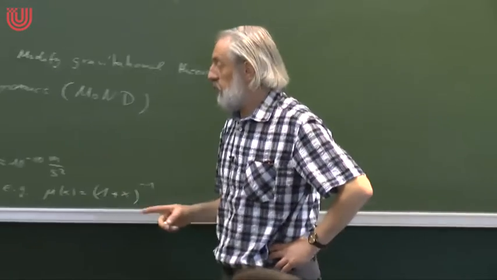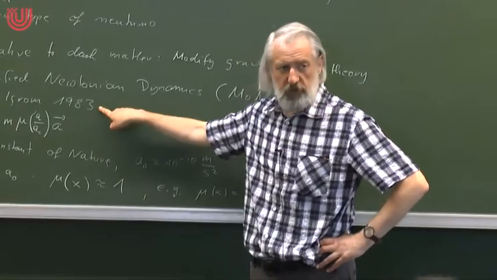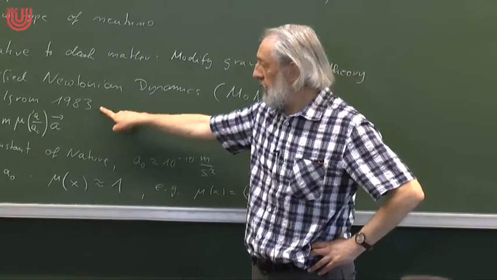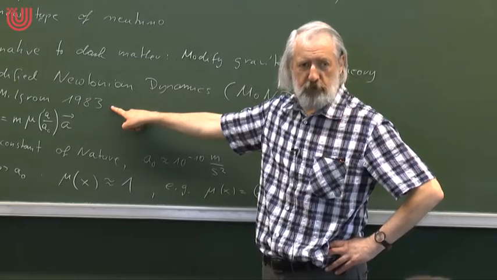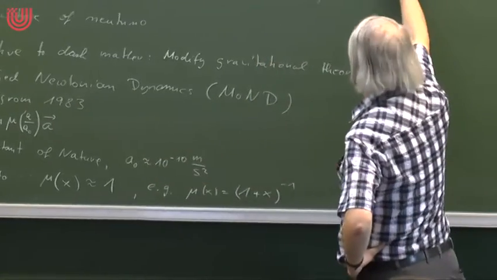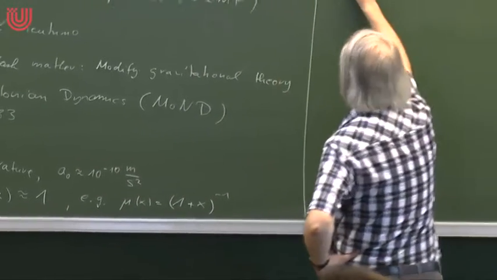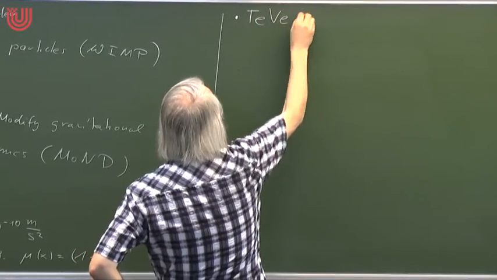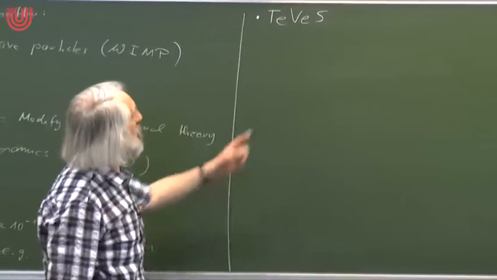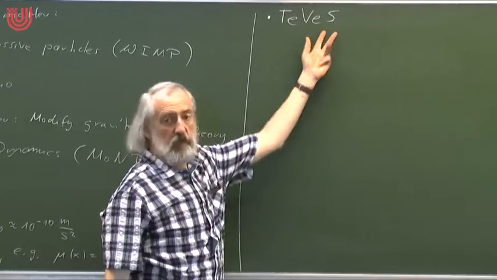This means a relativistic theory which gives Mond in the non-relativistic approximation. And this was hard work to do. So this was 1983 when Milgrom did this. And the relativistic version was found in 2004, more than 20 years after that. And the person who found it was one of the most famous relativists of our time. The theory goes under the name of TeVeS. TeVeS is an abbreviation for tensor vector scalar theory.